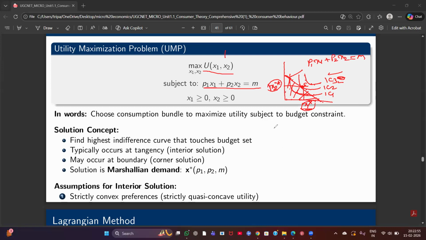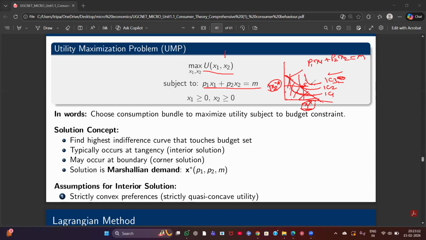This solution will be an interior solution because at this point E, the consumer is consuming a positive amount of each commodity. That's why this is the interior solution. So what will be a corner solution? Another type of solution is known as a corner solution.